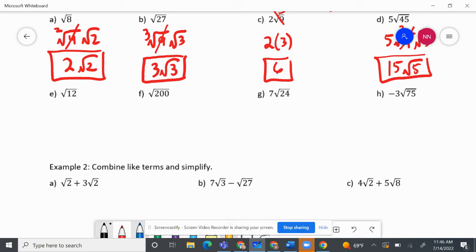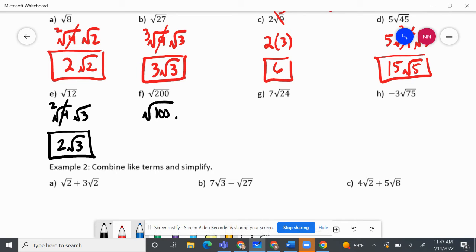Looking at letter E, 12 is 4 and 3. The square root of 4 is 2, so it's 2 square root of 3. 200 is 100 and 2, and we know the square root of 100 is 10, so we get 10 square root of 2.